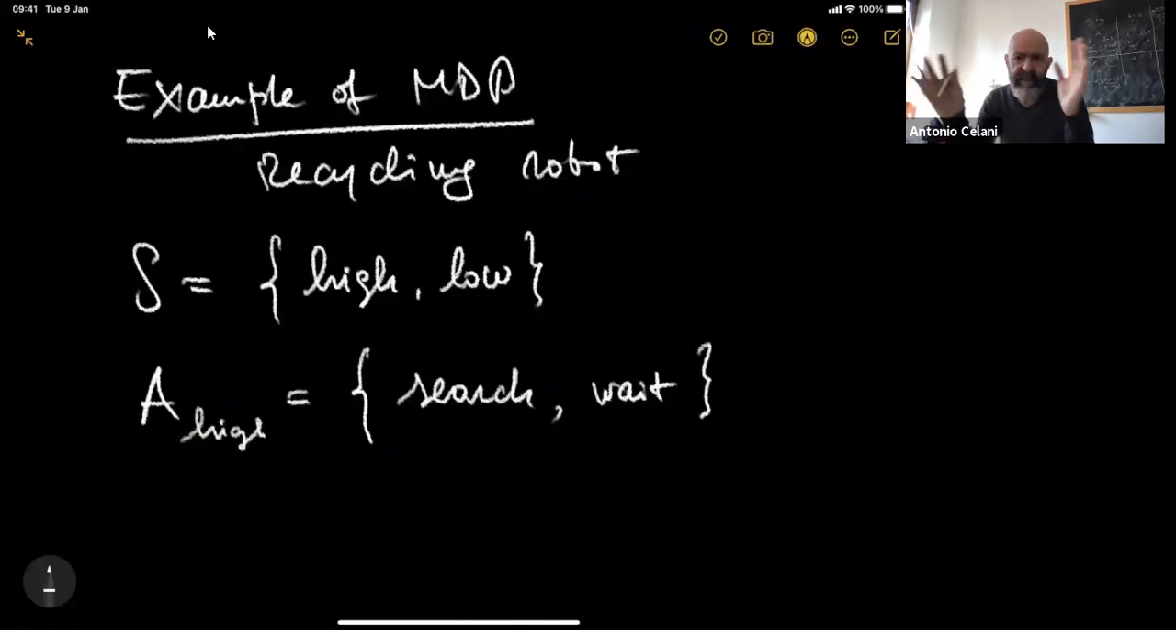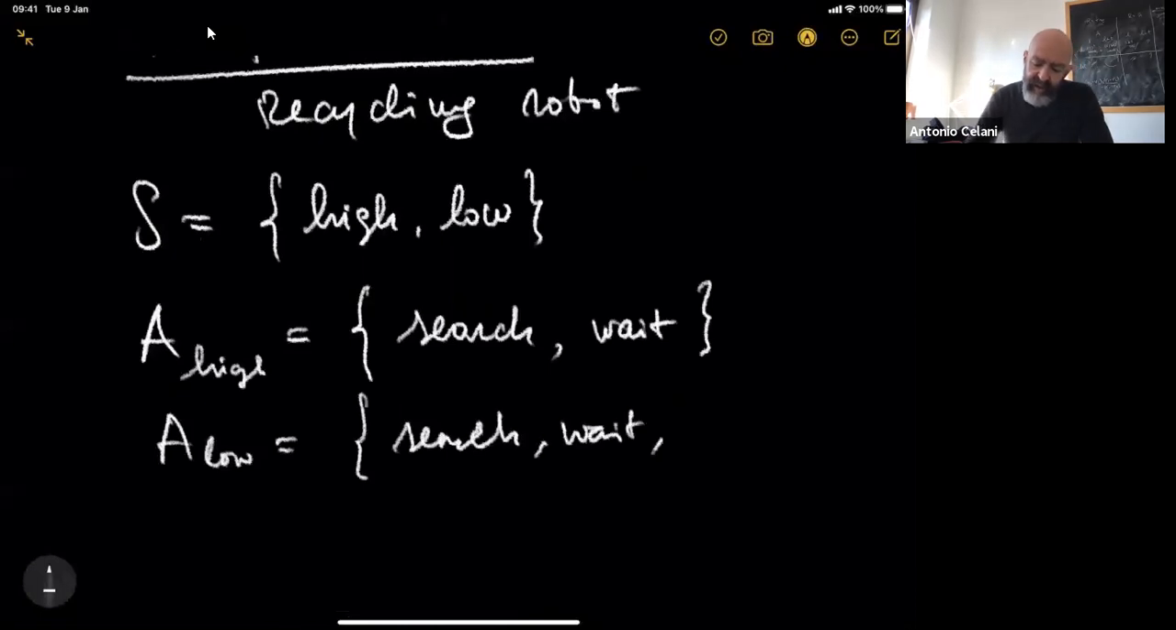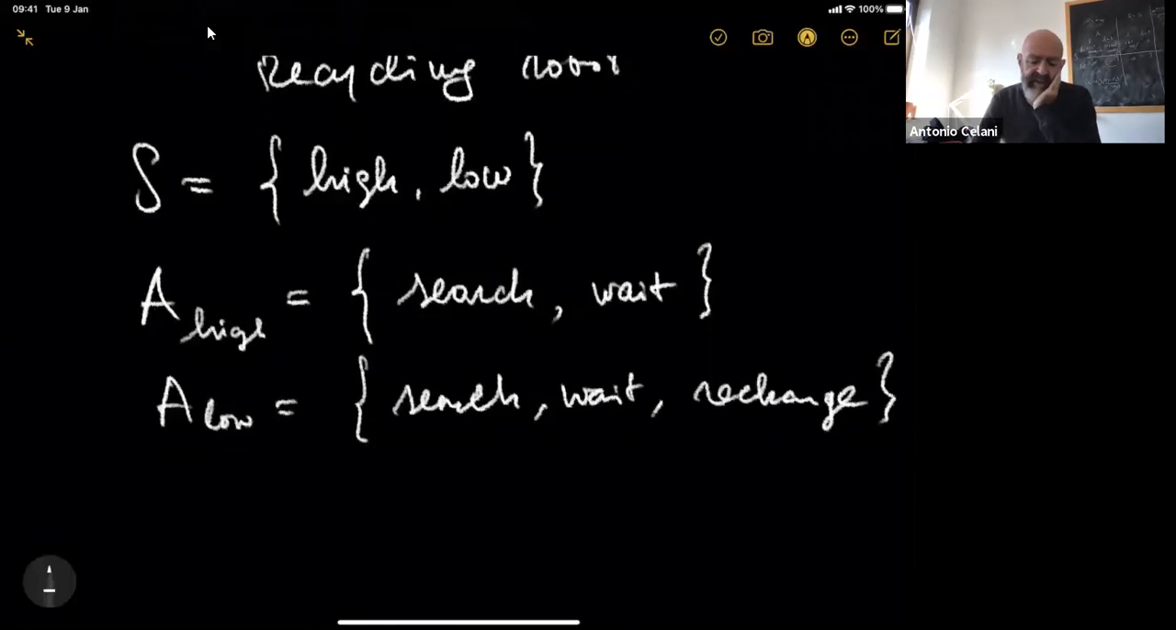But of course, you can build up your own set of states and actions as rich as you want. I'll just consider this particular example. There might be other more sensible choices, I agree. So when it's low, it's very similar in the sense that the kind of things that you can do when you're low on battery, you can do the same things, but you can also go and recharge. Okay, there's a third available action. So this defines the states and the actions.